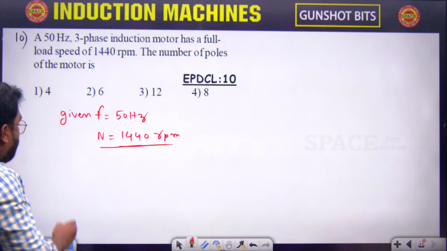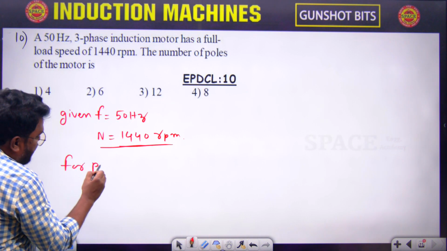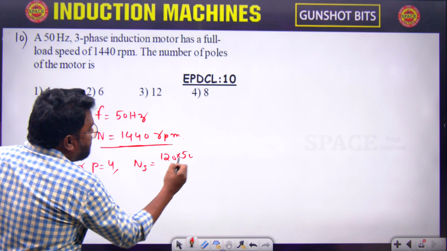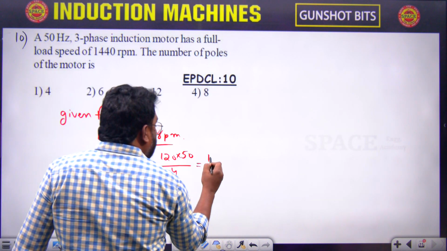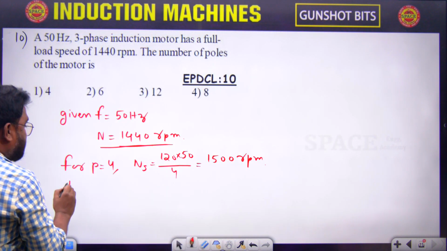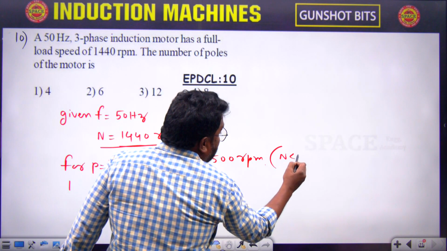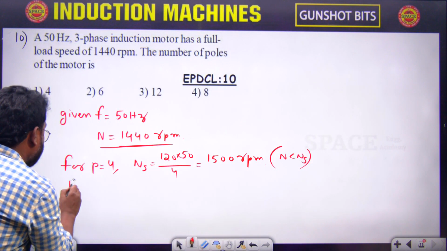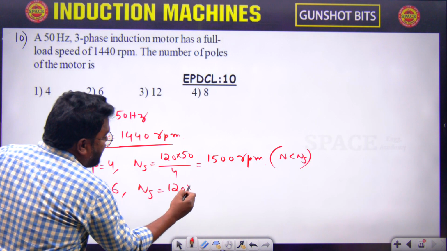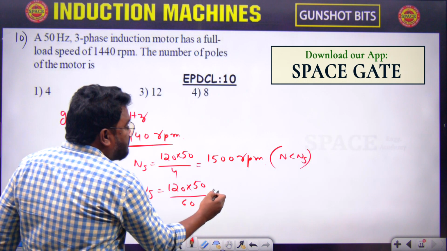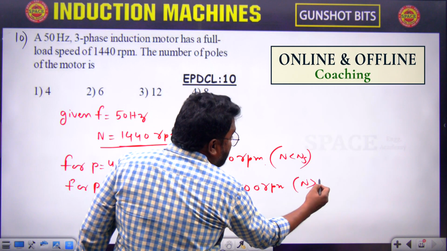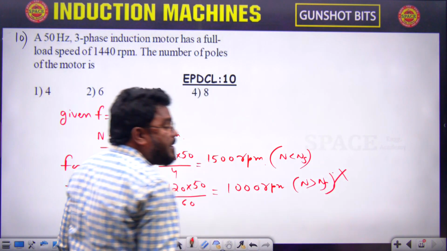First, for a 4 pole machine, P is equal to 4. So what about the synchronous speed? 120 times 50 divided by the number of poles, 4, is equal to 1500 rpm. This is for N less than Ns. Now let us verify for P equal to 6. Ns is equal to 120 times 50 divided by 6, which is equal to 1000 rpm. Here the given speed is greater than Ns, so it is not a motoring mode of operation.